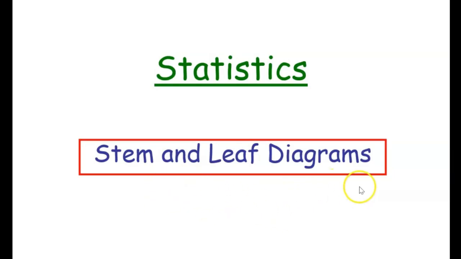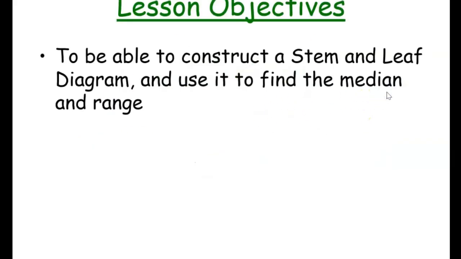In this lesson, we'll be looking at statistics, and our emphasis will be on stem and leaf diagrams. This is a topic you always come across in your lower Cambridge Checkpoint, as well as in your IGCSE examinations. Our lesson objective will be to construct a stem and leaf diagram and use it to find the median, range, and mode in a grouped set of data.